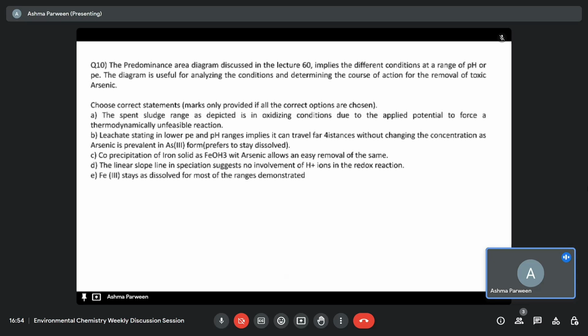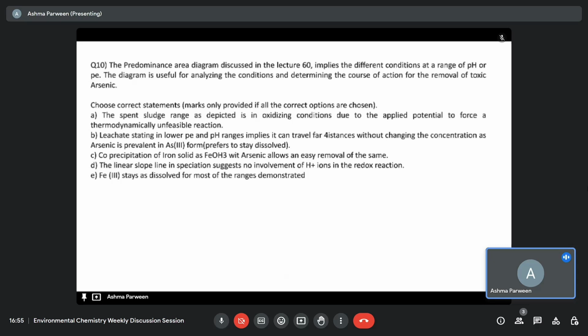So the question is, the predominance area diagram discussed in lecture 60 implies the different conditions at a range of pH or pE. The diagram is useful for analyzing the conditions and determining the course of action for removal of toxic arsenic. Choose the correct statement. More than one option is correct.